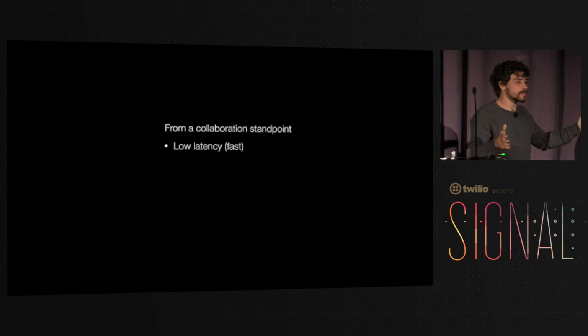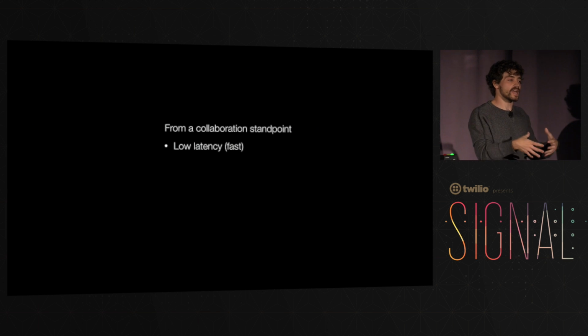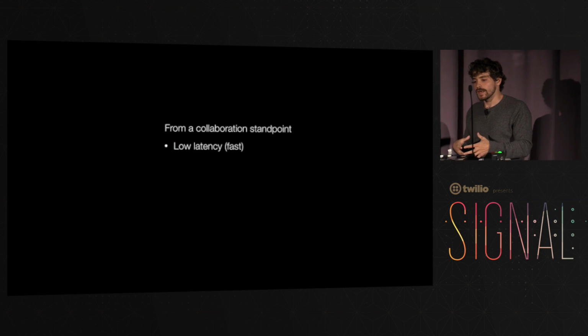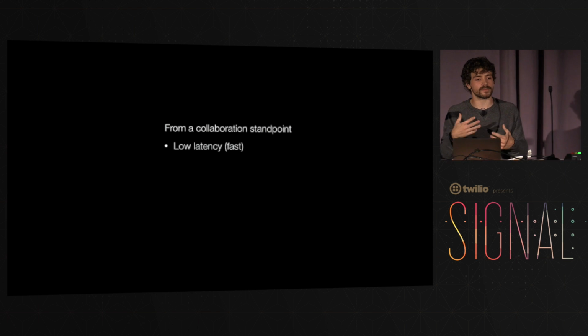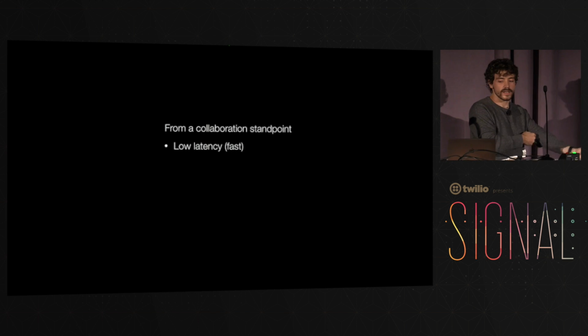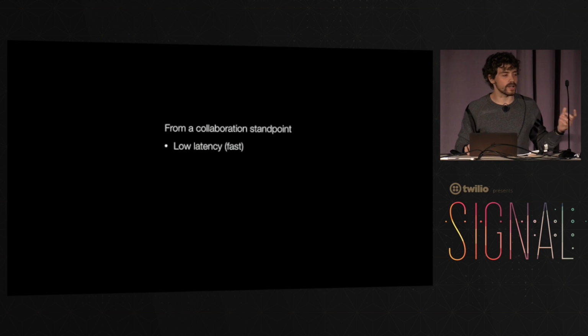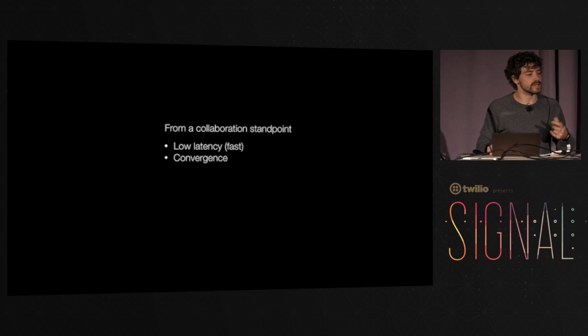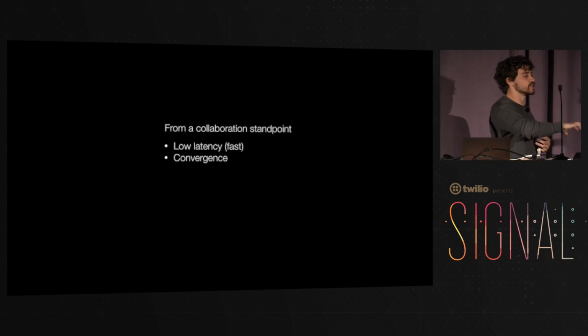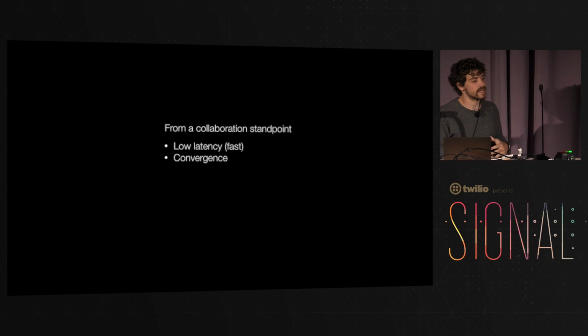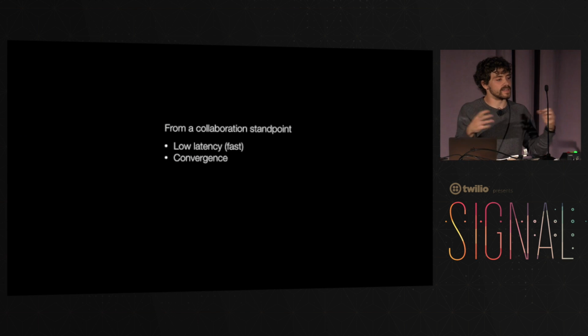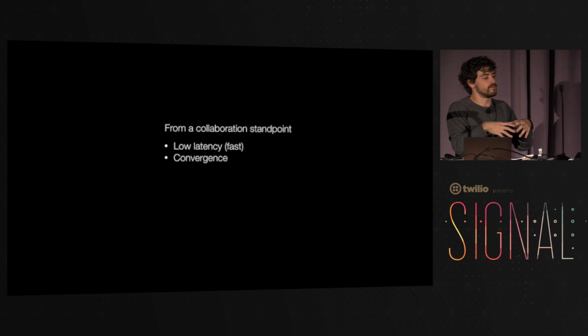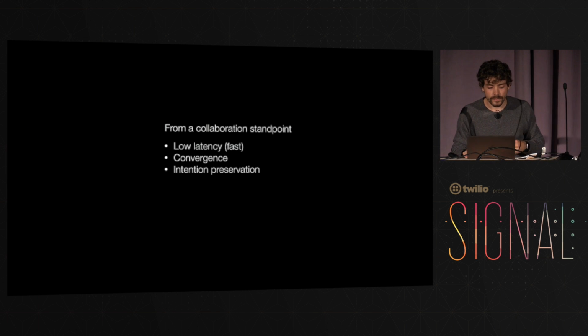So we have different people that could be editing on the same data source, and they're having the same expectations simultaneously. So for them, the collaboration has to be low latency. It has to be convergent, which means your changes and the changes of everyone else's that is editing simultaneously need to end up in the same consistent worldview. The intention has to be preserved.